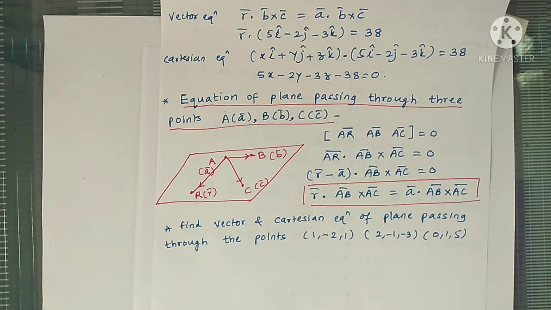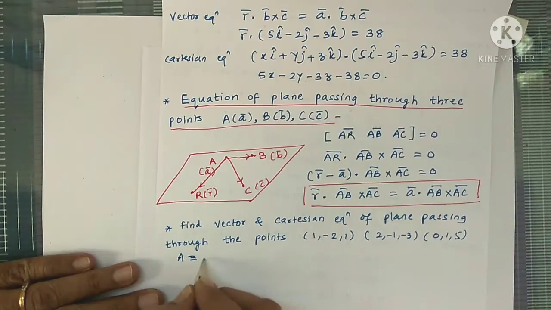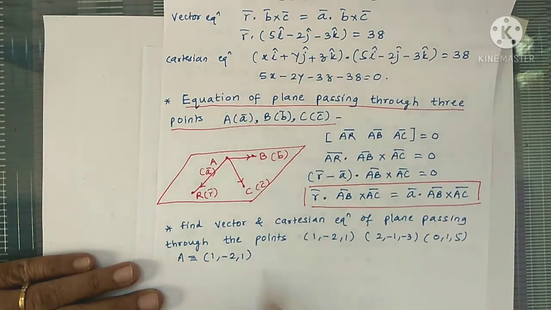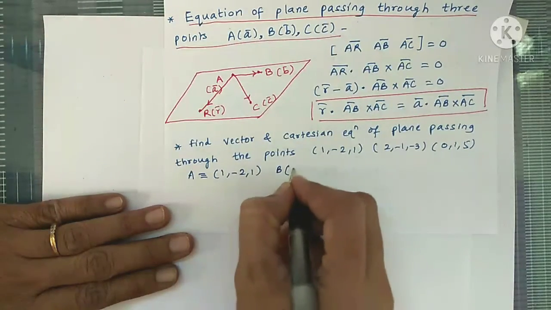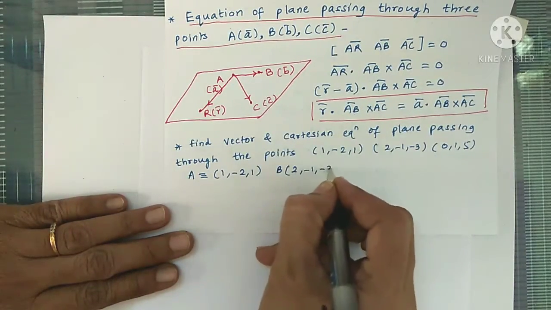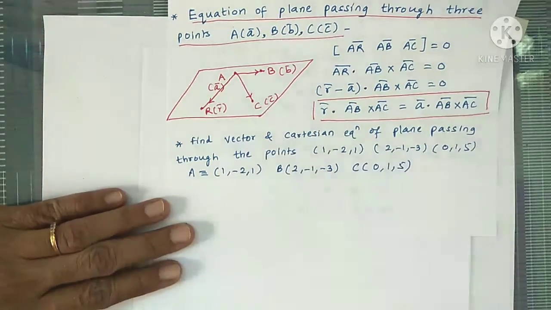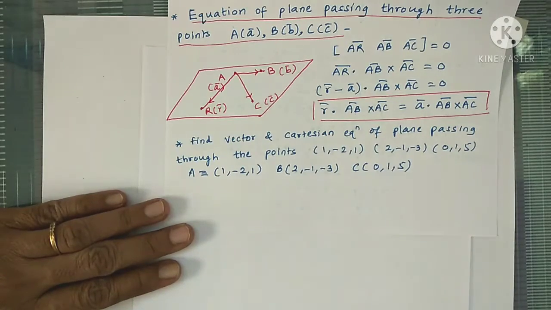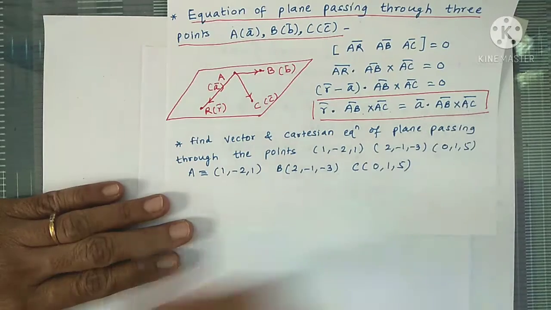Find the vector equation and Cartesian equation of the plane passing through 3 points: (1, -2, 1), (2, -1, -3), and (0, 1, 5). So let the first point be A, (1, -2, 1). Let B be (2, -1, -3), and C be (0, 1, 5). Now the equation of the plane is R bar dot AB bar cross AC bar equal to A bar dot AB bar cross AC bar.